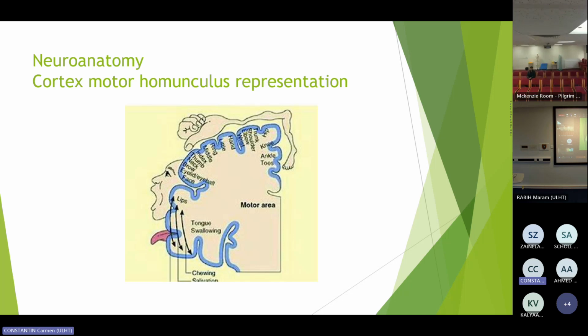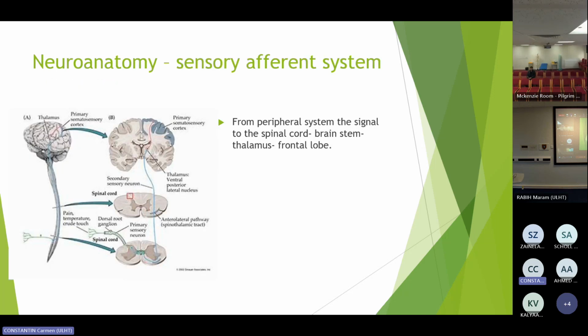Just briefly, this is the homunculus, which I'm sure all of you know very well. But it's very important to have the homunculus representation in our mind, especially in localizing the stroke without an MRI scan, on a CT, or to estimate. The sensory system is an afferent system, so it's coming from the periphery, and this is how the signal gets into the spinal cord, brainstem, and thalamus, and eventually to the frontal lobe.